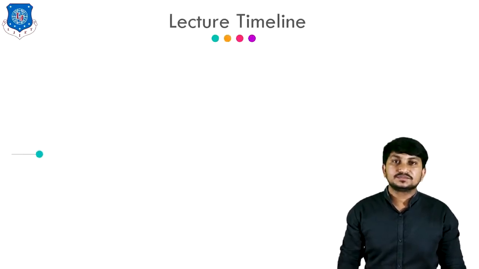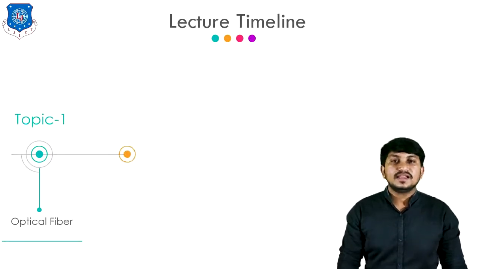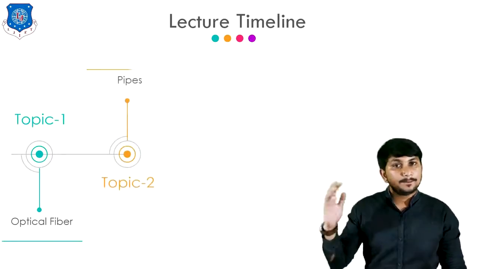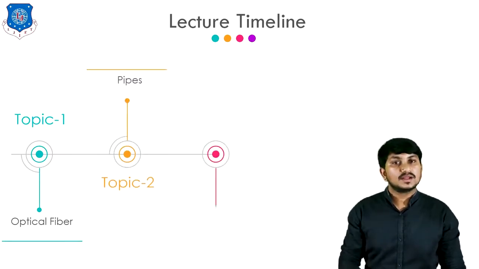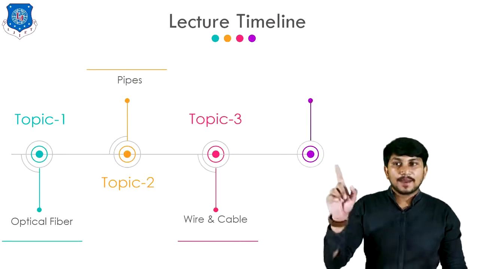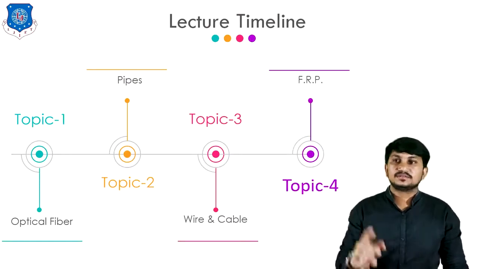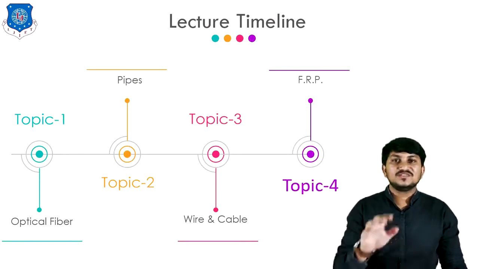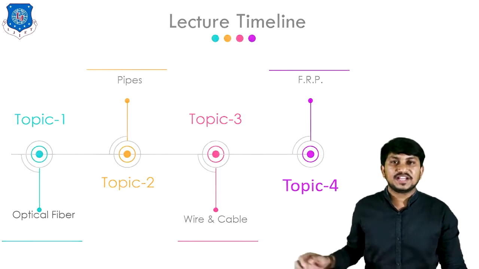In today's lecture, we will discuss first optical fiber, second pipes, third wire and cable, and lastly we will cover FRP, which is fiber reinforced plastic. Okay, so without wasting much time, let's begin with optical fiber.